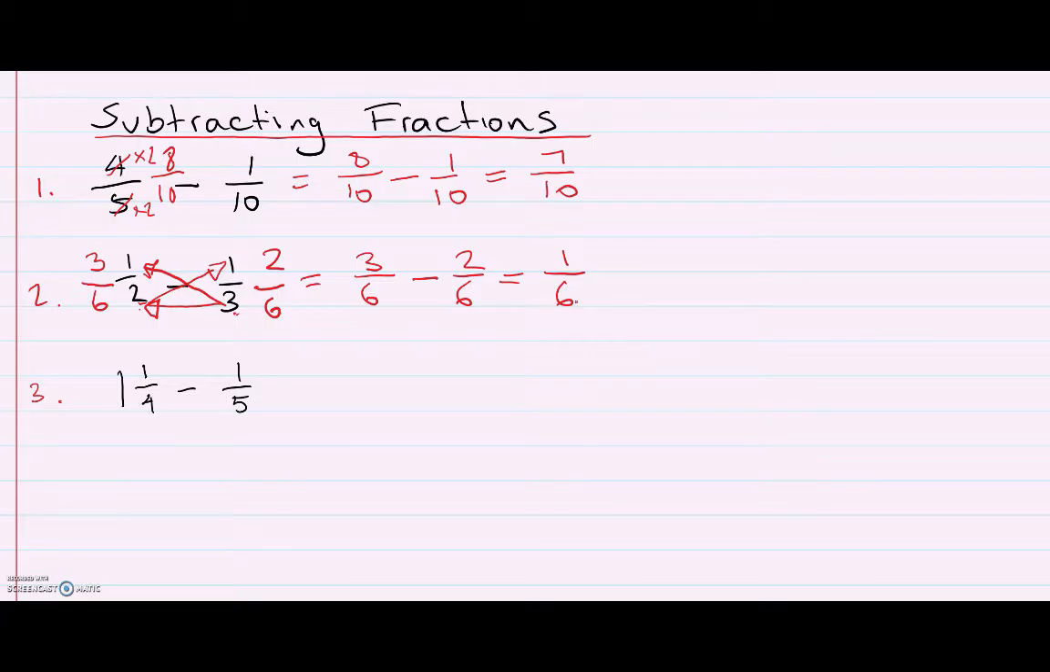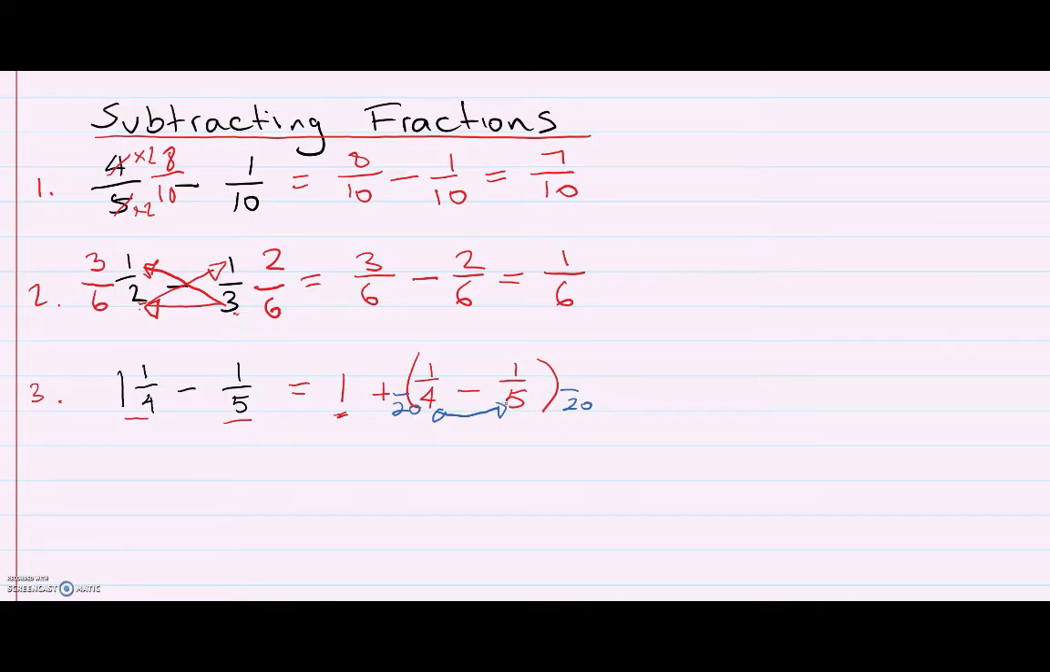Finally, I'm left with 1 1/4 take away 1/5. Now, I can leave this as 1 plus 1/4 take away 1/5. And I can do this 1/4 take away 1/5 and then just put it with the 1 that it started with. So let's try and work out what 1/4 minus 1/5 is. I'm going to do the same thing I did with question 2. I'm going to get a common denominator by multiplying the 4 and the 5 together. That gives me 20. So I'm going to change these two fractions into something out of 20.